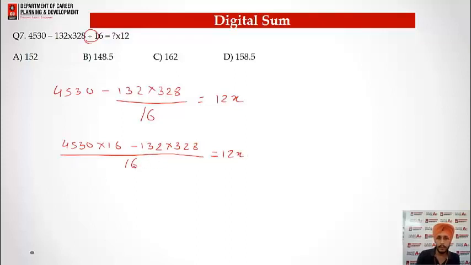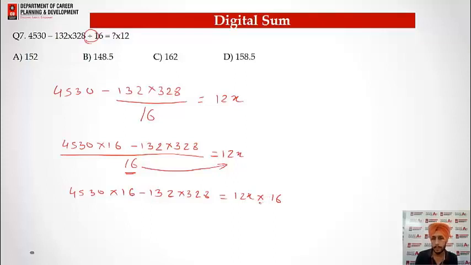So still we are having divisibility. So we will eliminate this divisibility. Let's see, 4530 into 16 minus 132 into 328 is equals to 12x into 16. We will send this 16 to the other side of the equal sign, so it will become a multiplication.